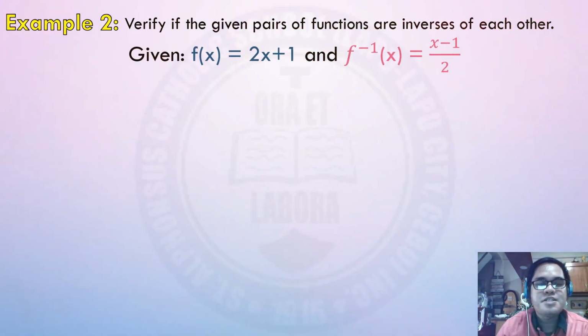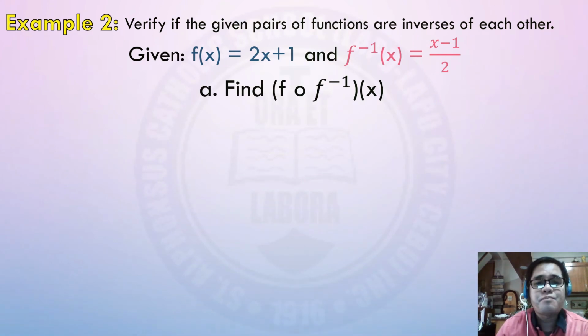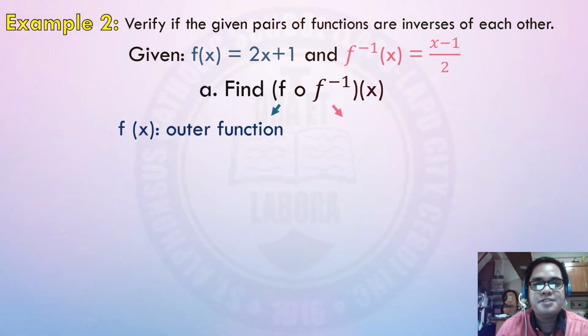So we have this given, f of x is equal to 2x plus 1, and f inverse of x is equal to x minus 1 over 2. So this is what we are going to look for. Find f circle f inverse of x, and we have to identify first the outer function and the inner function. The outer function in the notation is f of x, and the inner function in the notation is f inverse of x because it can be found at the right side.